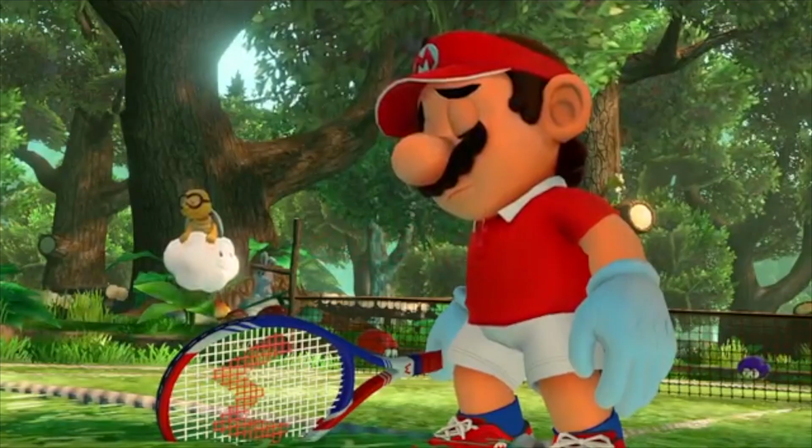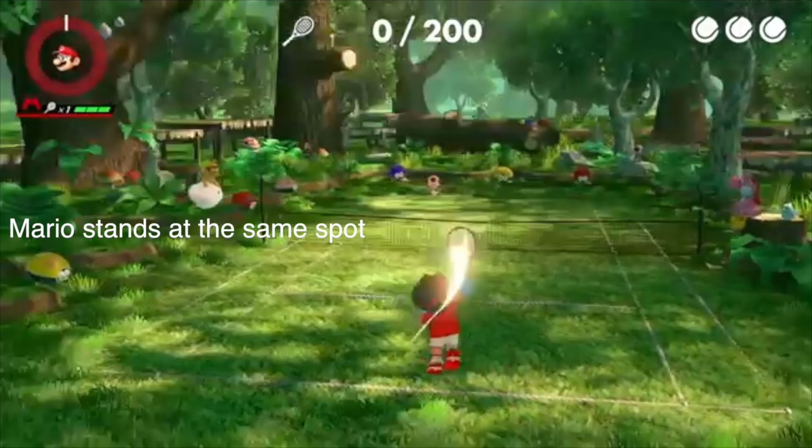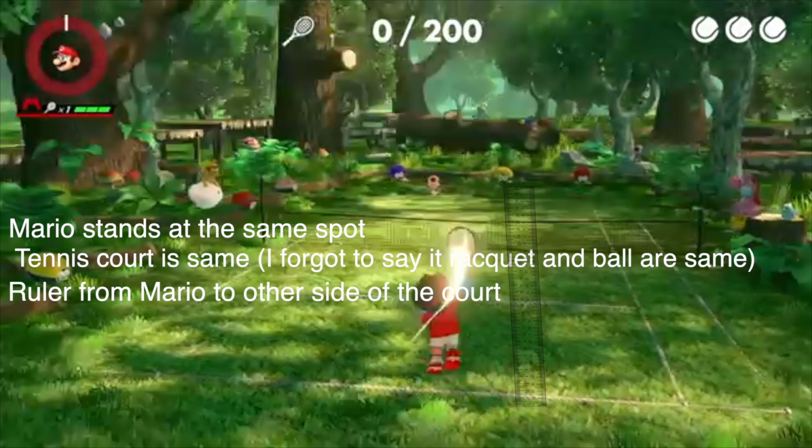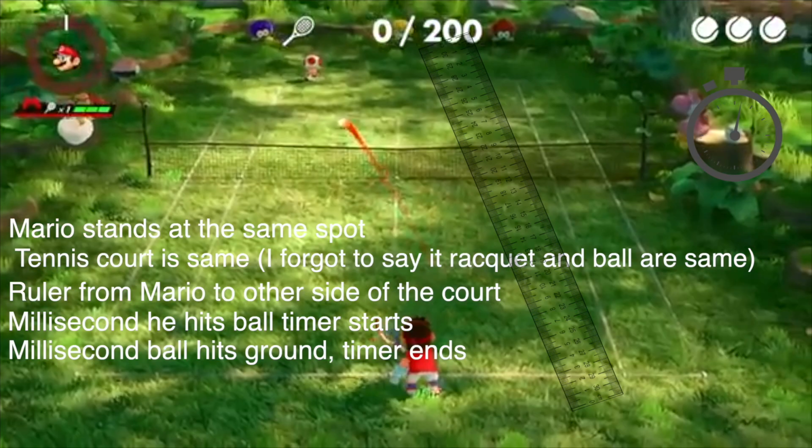Alright, let's use Mario over here for the experiment. Let's say that Mario stands at the same spot, the court is same, there's a huge ruler from Mario to the other side of the court. The millisecond he hits the ball, a timer starts, and the millisecond that ball hits the ground, the timer stops. These can be our constants.